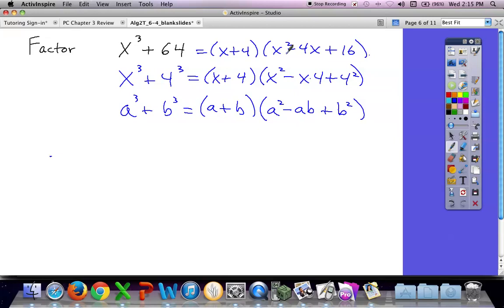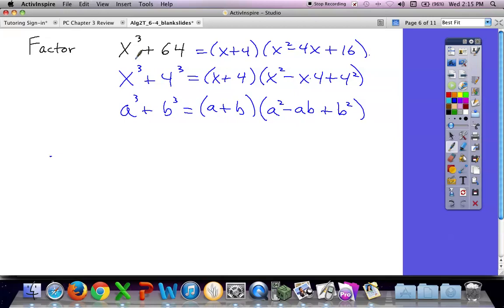Now, what if the only thing that you remembered is that the first factor is x plus 4, right? That's the only thing. Well, you could always divide using synthetic division or whatever way you want. If you want to divide x to the third plus 64 by x plus 4, the answer will be the second set of parentheses, right?